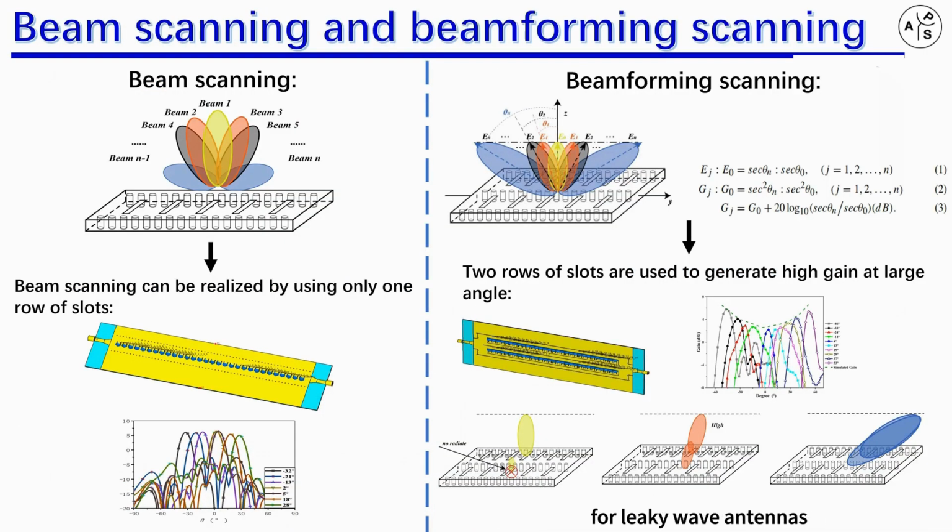For leaky wave antennas, if the dispersion characteristics of the leaky wave structure can be changed, then beam scanning at fixed frequency can be realized. Thus, beam scanning can be easily realized if the period of the slot can be regulated according to Formula 1 by using one row of slots.